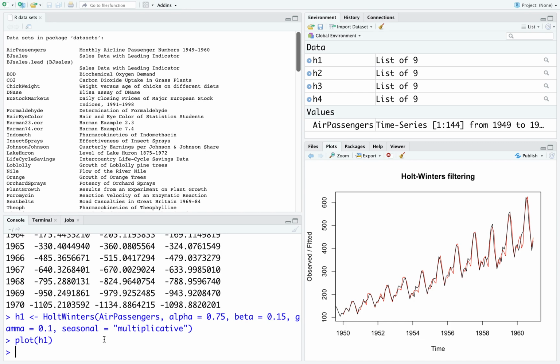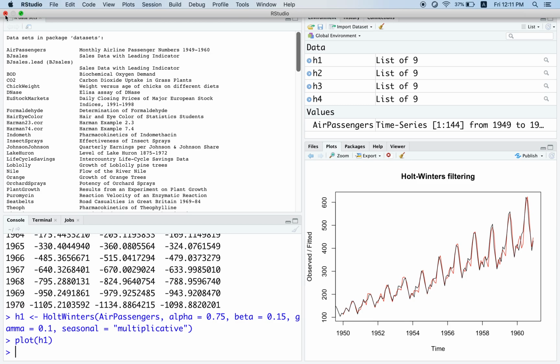So, it is possible to build a model using Holt-Winters and use it for doing forecasting, but a lot of skill, experience and intuition is required to get these parameters right: alpha, beta, gamma, additive versus multiplicative, and how far in the future to project. All of that has to be done carefully. Okay.